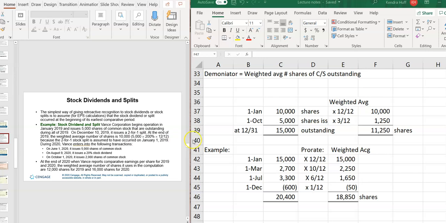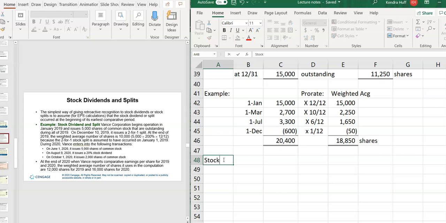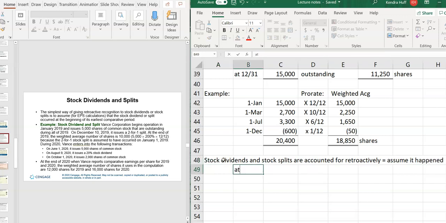Okay, if you have a stock dividend or stock split during the year, remember that's when they do like a 2-for-1 stock split. Stock dividends and stock splits are accounted for retroactively, which means you assume it happened at the beginning of the year. So basically it was out all year.